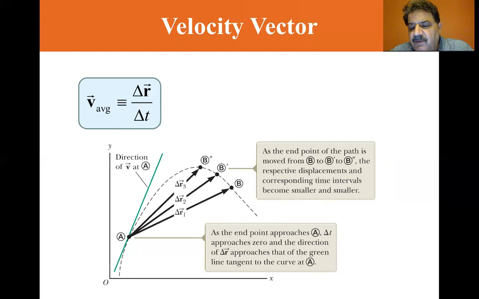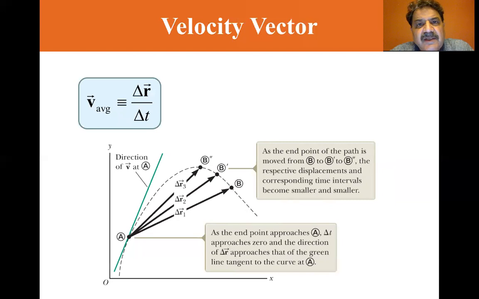We've discussed that in one-dimensional motion. So consider the motion of a particle between 2 points in the xy plane, as shown in the figure. The dashed curve shows the path of the particle. As the time interval becomes smaller and smaller, as B is moved to B prime, and then to B double prime, etc., the direction of displacement approaches the green line tangent to the path at A.